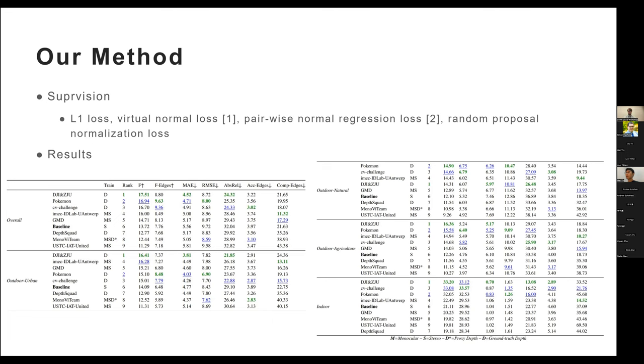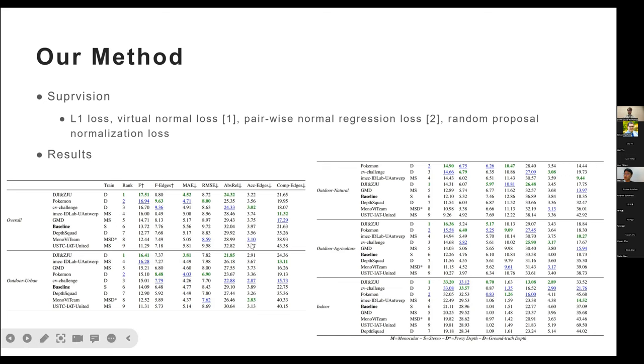And we use four supervisions: L1 norm, the virtual normal norm, the pairwise normal regression norm, and a random proposal normalization norm. The norms are very easy, and they have been proposed by previous works. And we put many tricks into the training, just merge them together for training and use a very simple encoder-decoder.